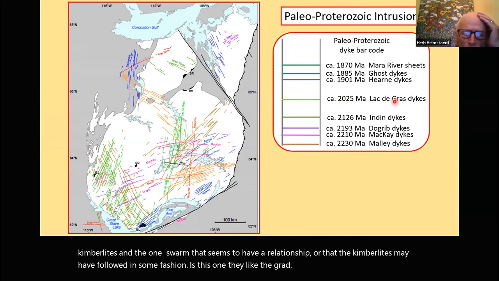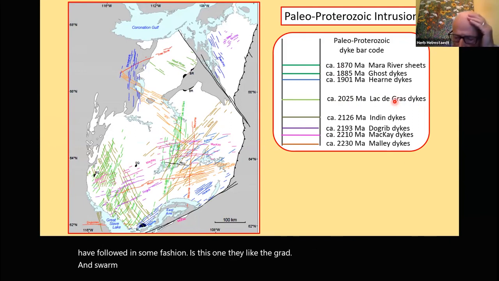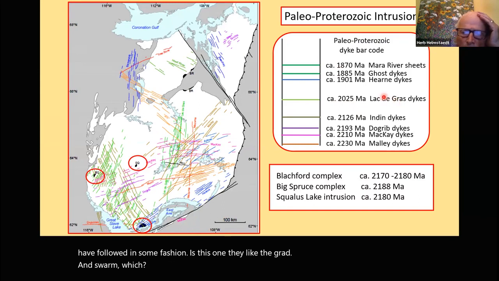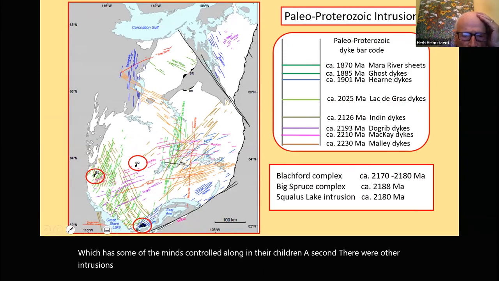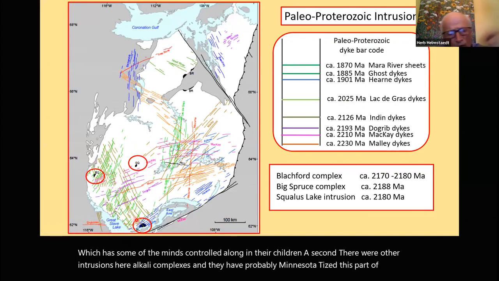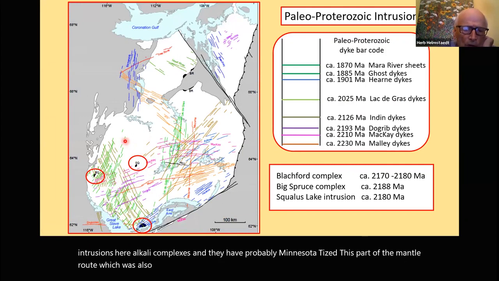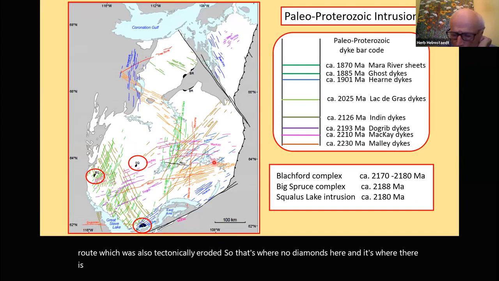swarm, which has some of the mines controlled along it. I'll show it in a second. There were other intrusions here, alkali complexes, and they have probably metasomatized this part of the mantle root, which was also tectonically eroded. So that's where there are no diamonds here, and that's where there are diamonds surviving in this part of the world.